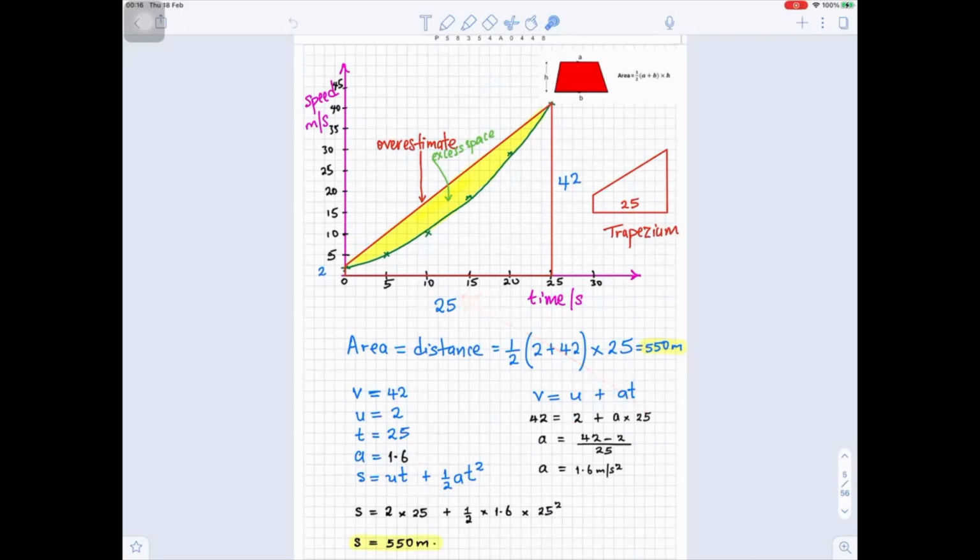So acceleration is change in velocity over time. That's V minus U divided by T. And that gives you 1.6 meters per second squared, which is A. Now you substitute those in. So your U is 2. So 2 goes there. T is 25 plus half. A is 1.6 times T squared. And that gives you 550 meters as well.